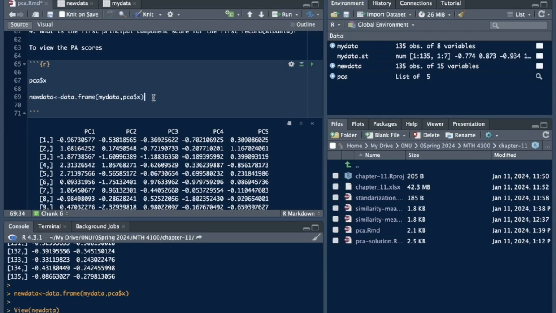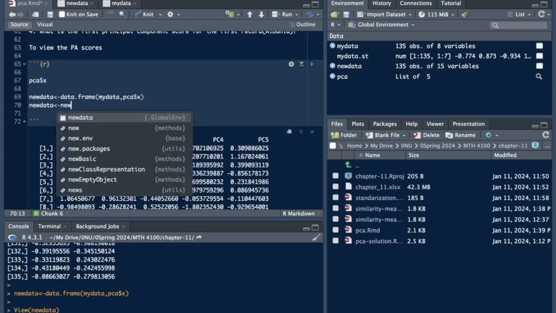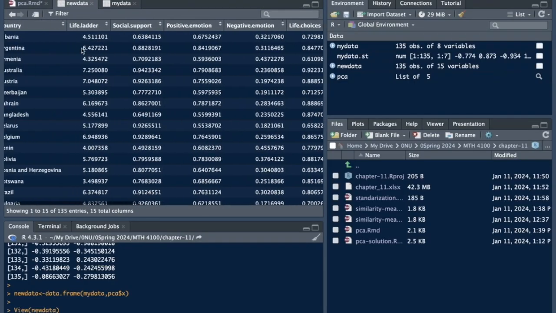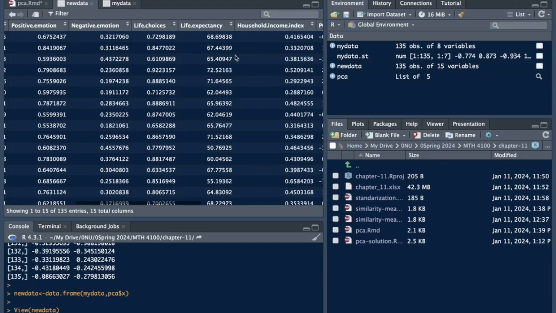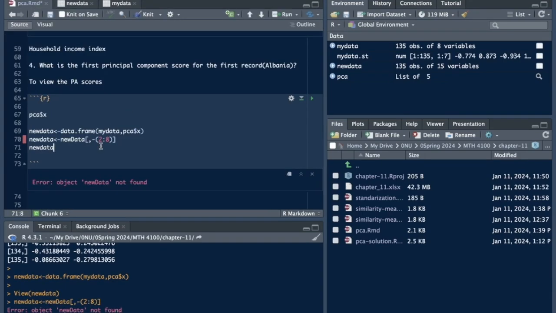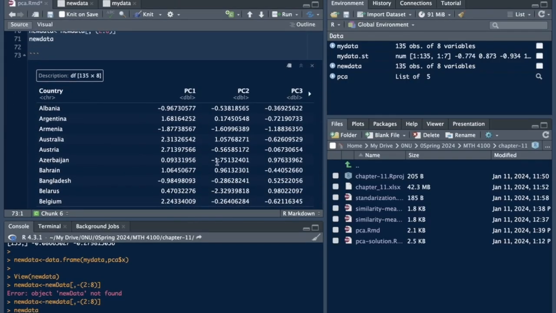If you'd like just to see this one, you can do whatever you'd like. You can create shorter lists. We can do subsetting here. New data, let's exclude from 2 to, let's say, 8, because here we have the second, third, fourth, fifth, sixth, seventh, and eighth. You can do some subsetting, do whatever you would like. Data is not found. Yes, it's not a small letter. So we just have the countries with their corresponding PCs.